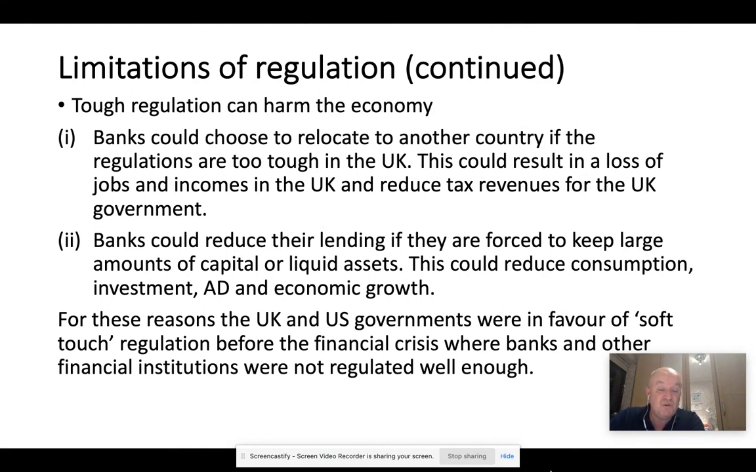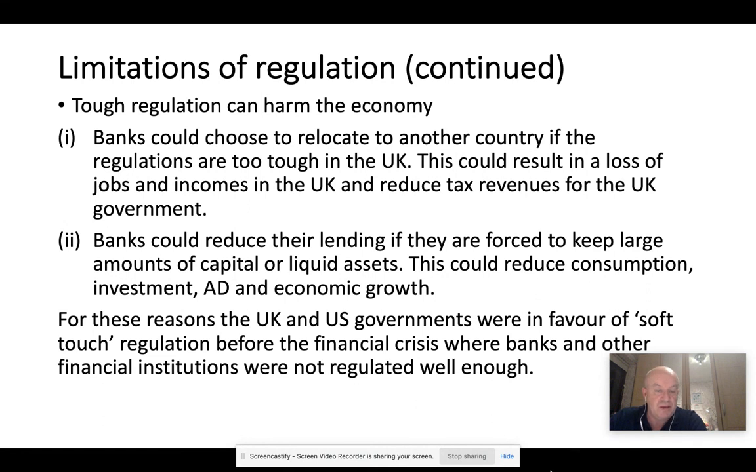Regulation obviously is an important principle, but the argument is that if it's too tough, then that might mean that businesses might choose to relocate, or banks might choose to relocate to other countries if the regulations within the UK are too tough, and that then can have an impact on the level of jobs and incomes in the UK. That could then fundamentally reduce tax revenues for the UK government, and obviously that then creates its own set of problems.